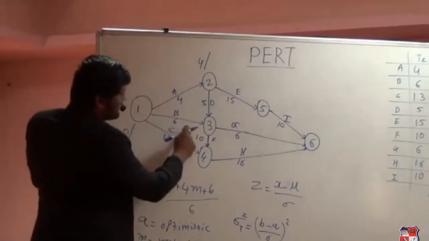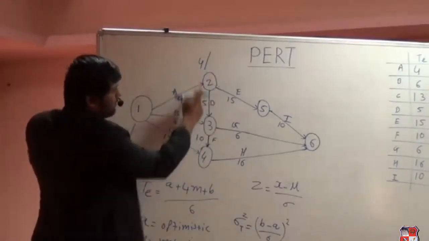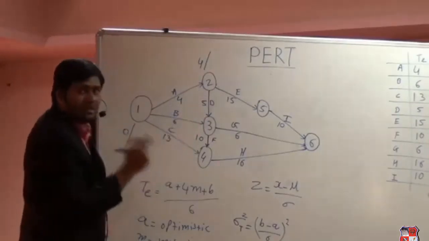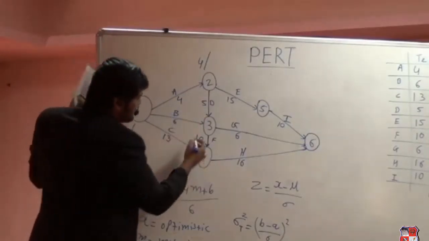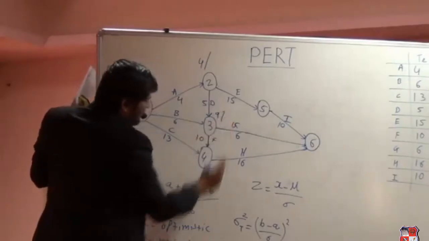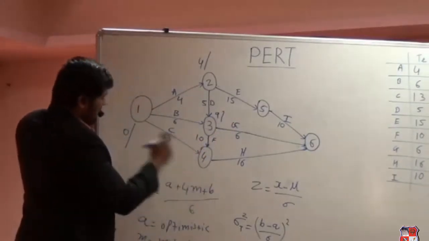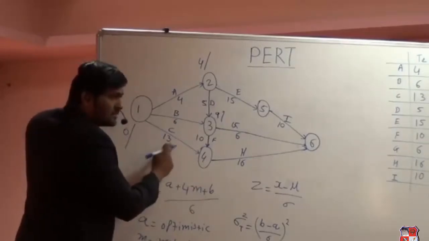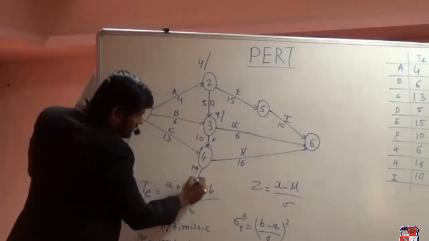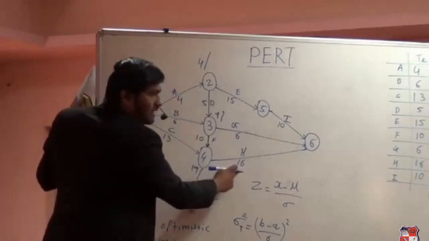So 0 plus 6 is 6. Another arrow, that is 4 plus 5, and that will be 9. So out of 6 and 9, 9 is the maximum. So I'll write down 9 over here. Then after that, 9 plus 10 is 19. At the same time, 0 plus 13 is 13. So 19 is the maximum. Now 19 plus 16.